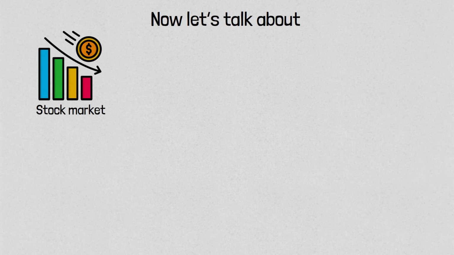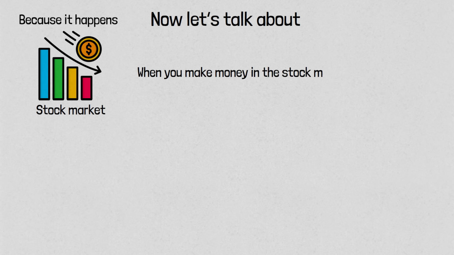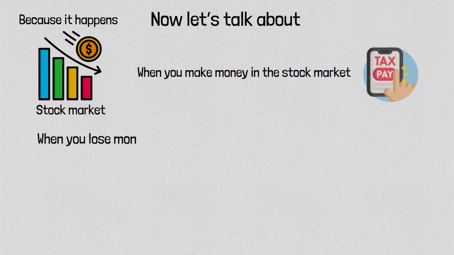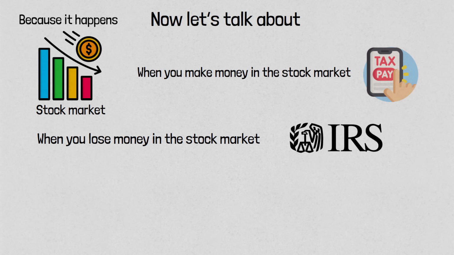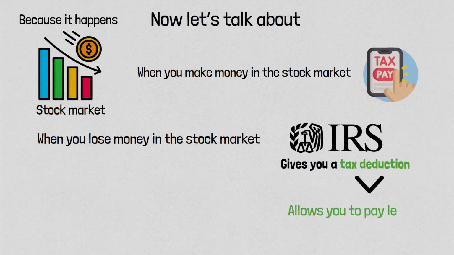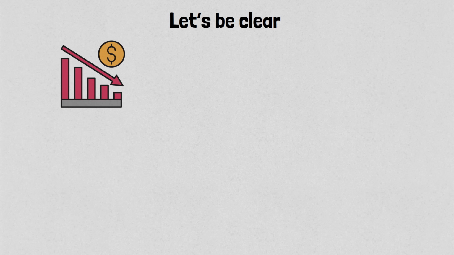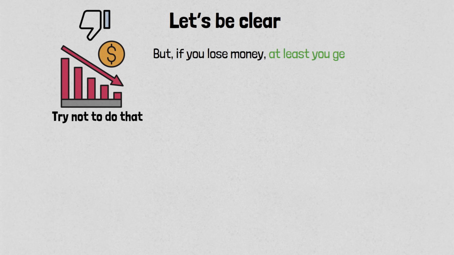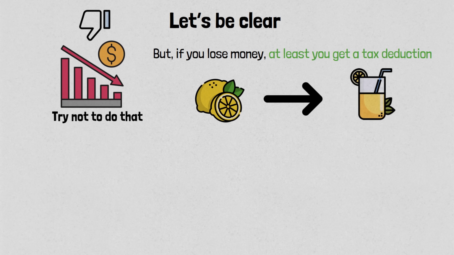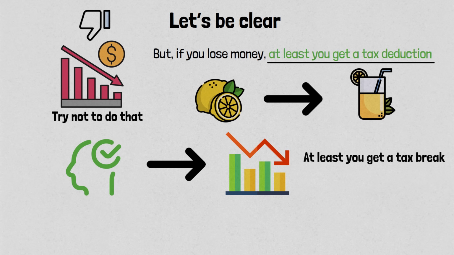Now, let's talk about losing money in the stock market because it happens. When you make money in the stock market, you have to pay taxes. When you lose money in the stock market, the IRS gives you a tax deduction. And a tax deduction allows you to pay less taxes, which is a good thing. So let's be clear. Losing money in the stock market is bad. Try not to do that. But if you lose money, at least you get a tax deduction. When life throws lemons at you, you make lemonade. So use this to keep a positive attitude towards losing money in the stock market. At least you get a tax break.